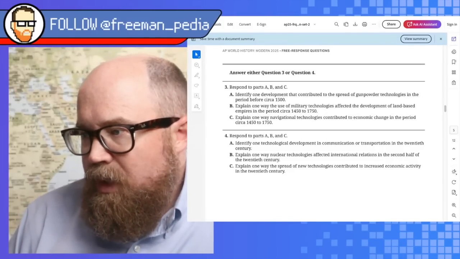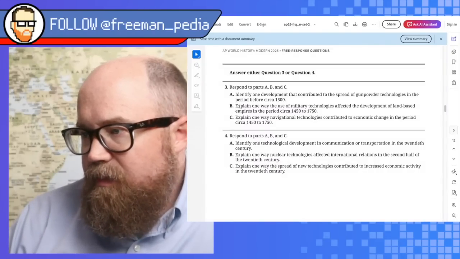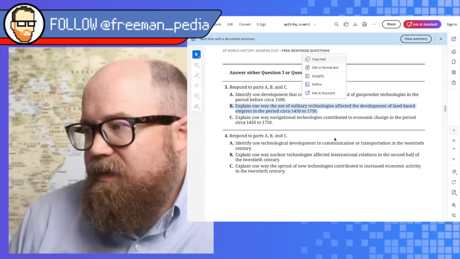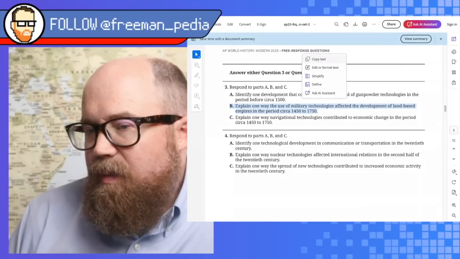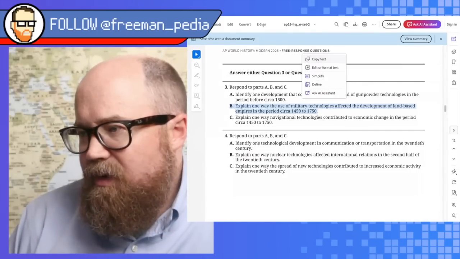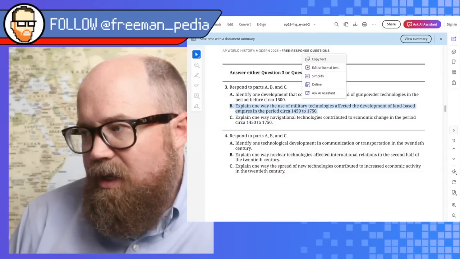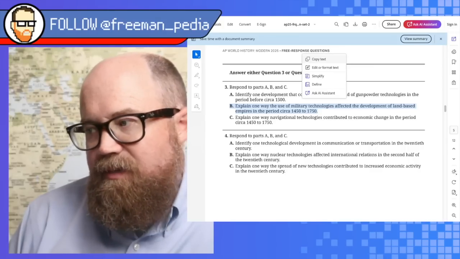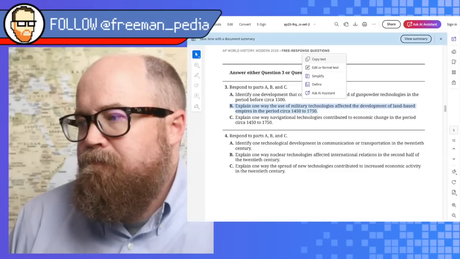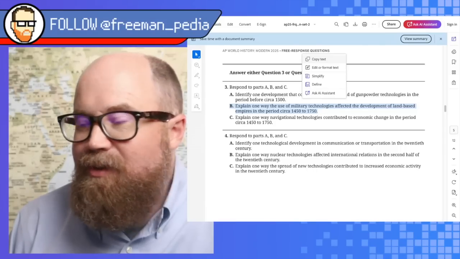All that's good. Explain one way the use of military technologies affected the development of land-based empires in the period. It helped them conquer, expand, spread out. That's kind of a simple way, especially if you can talk about the Ottoman expansion into Europe or Ottoman expansion everywhere. Same with the Mughals taking over the Delhi Sultanate. If you talked about the fall of Constantinople, right in the time period, that works too.